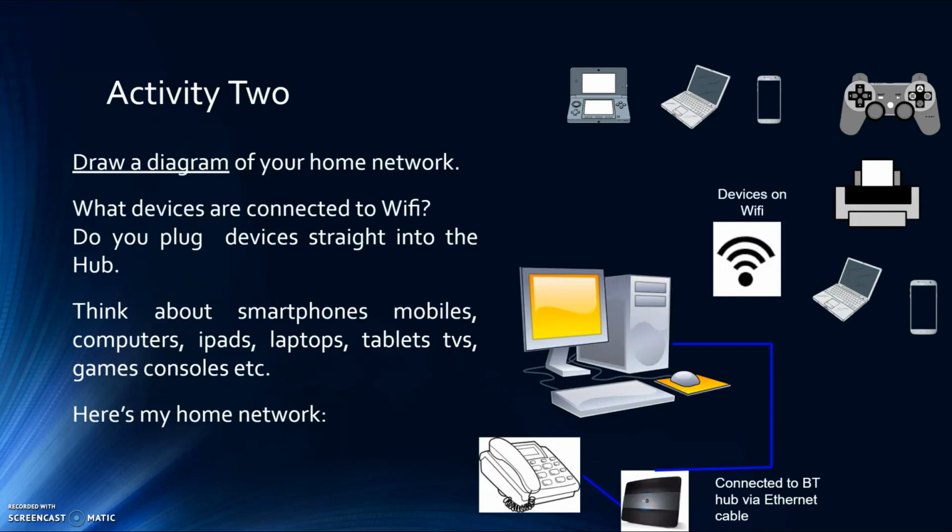So the second activity I gave you was to draw a diagram of your home network. And if you remember, we went through this. This is my home network. So here is the PC and the laptop. They're connected to the BT hub. Then obviously Wi-Fi, all these items here are on the Wi-Fi, even the printer, which is a wireless one. So that's an example of my network at home.